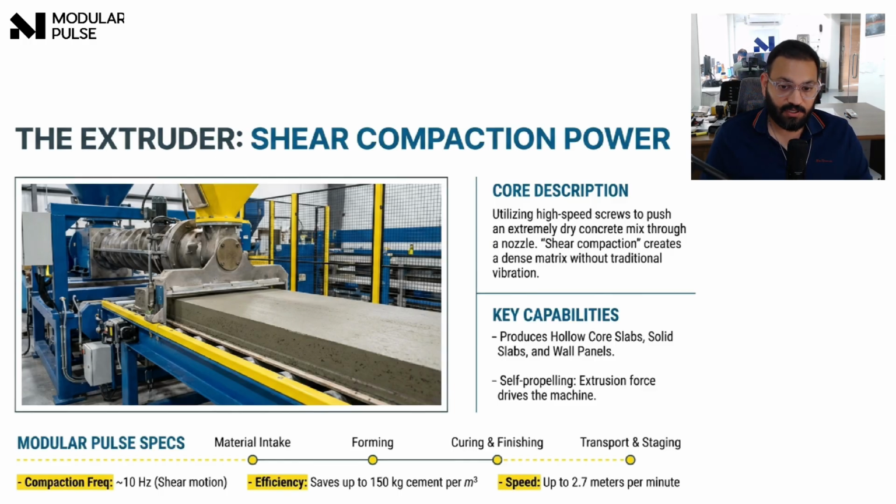One very big advantage of extruders is cement saving. Because the concrete is compacted so efficiently, you need less cement to achieve the same strength. Also, the machine is self-propelling. It moves forward automatically as it extrudes the slab. This makes extruders ideal for high volume, repetitive products where speed, strength, and cost efficiency are critical.